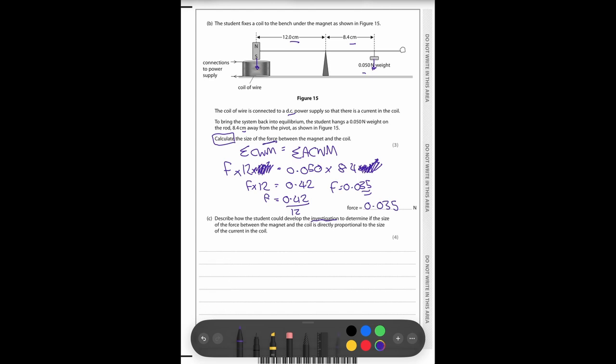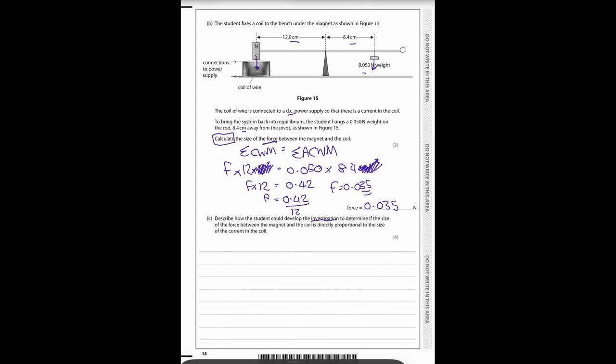Okay, so the first thing is, is there a formula that I'm going to use in this one? If it's talking about the size of the force between the magnet and the coil, well, I've just worked a question out earlier, so I know that it's probably this formula that I'm going to have to use about the clockwise moment and anti-clockwise moment. So I'm just going to write that one down first. So the formula I'm going to use is the sum of the clockwise moments, and obviously you have to write it in full, I keep on saying that, equals the sum of the anti-clockwise moments.